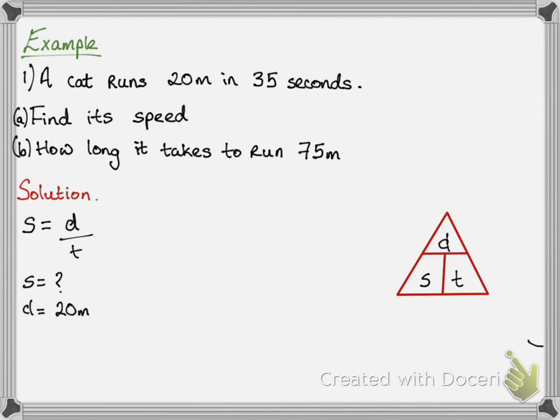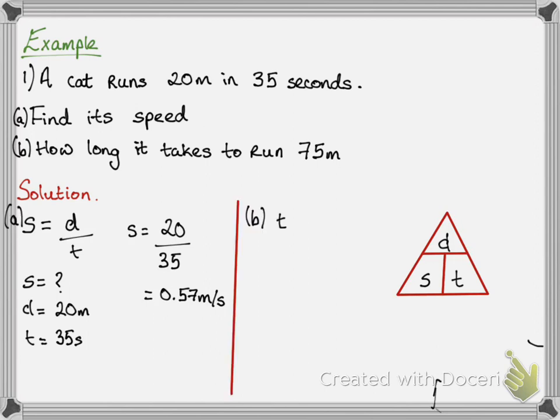So speed is equal to distance divided by time. We are trying to figure out speed, so we don't know the answer to that. Distance in the question is 20 meters and time is 35 seconds. Submit this into your formula and you'll get that the speed is 0.57 meters per second. So that is the solution to A.